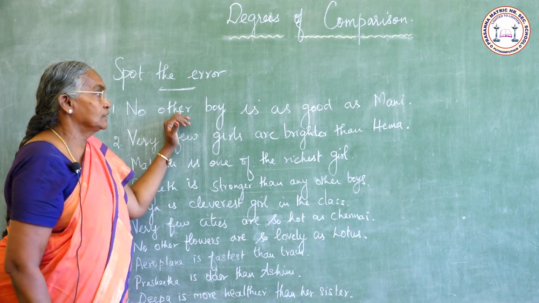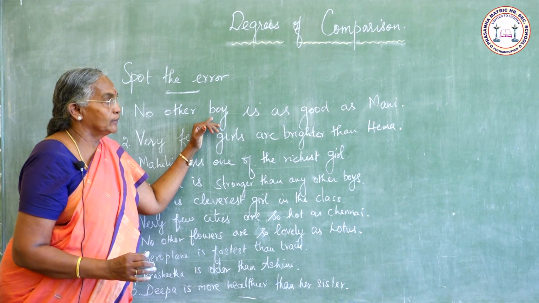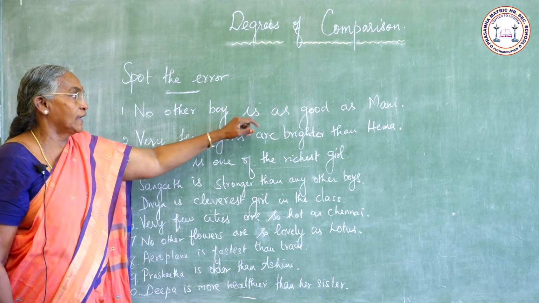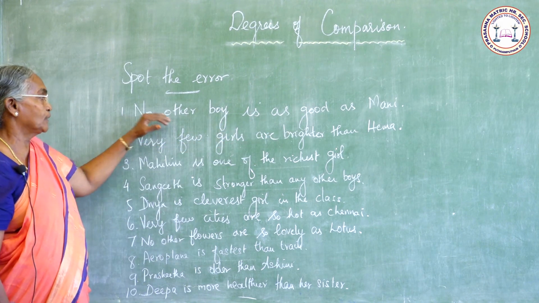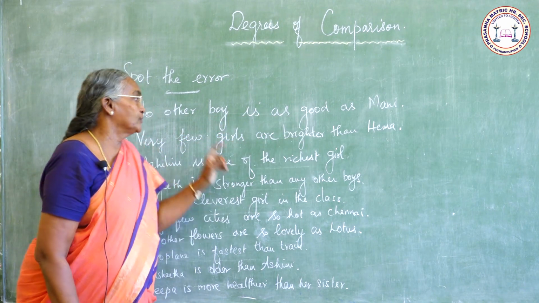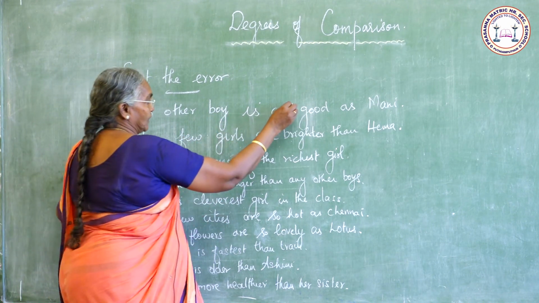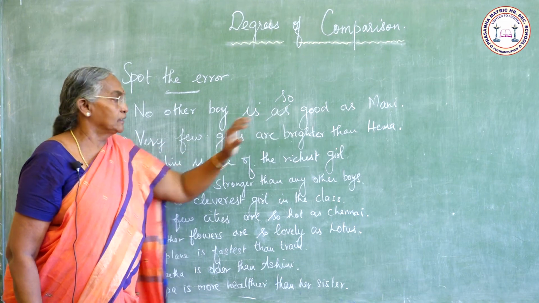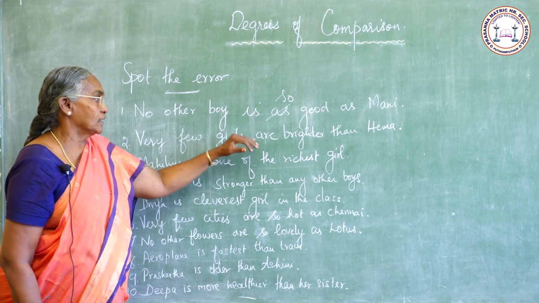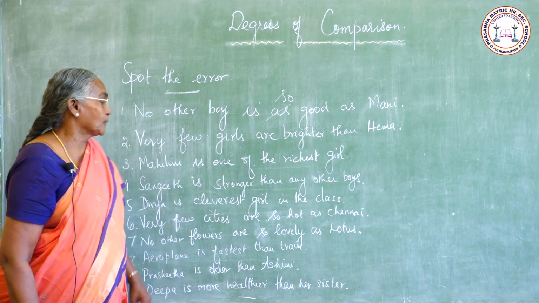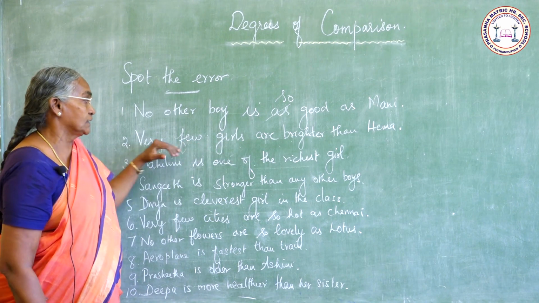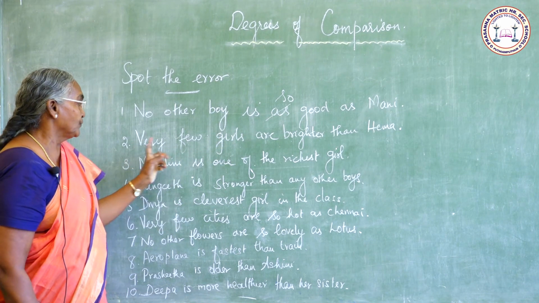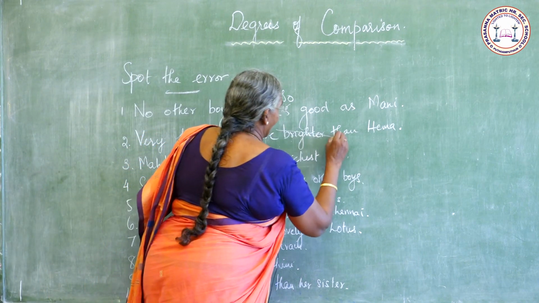Now I shall explain some of the common mistakes students commit in degrees of comparison. No other boy is as good as Money. If "no other" comes, we have to put "so": No other boy is so good as Money. Very few girls are brighter than Hema. If "very few girls" comes, it is positive degree, so we have to use "as bright as": Very few girls are as bright as Hema.